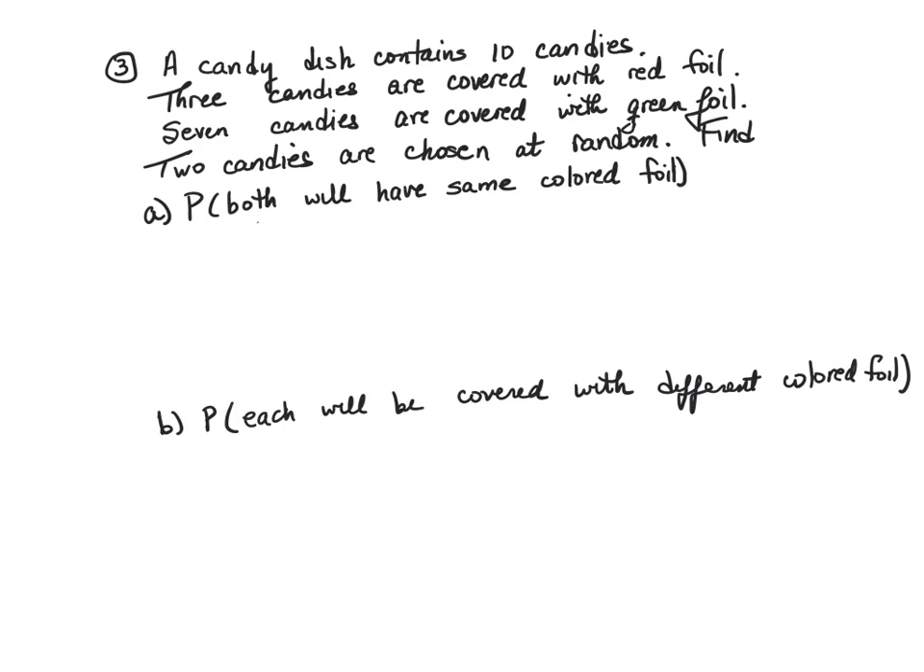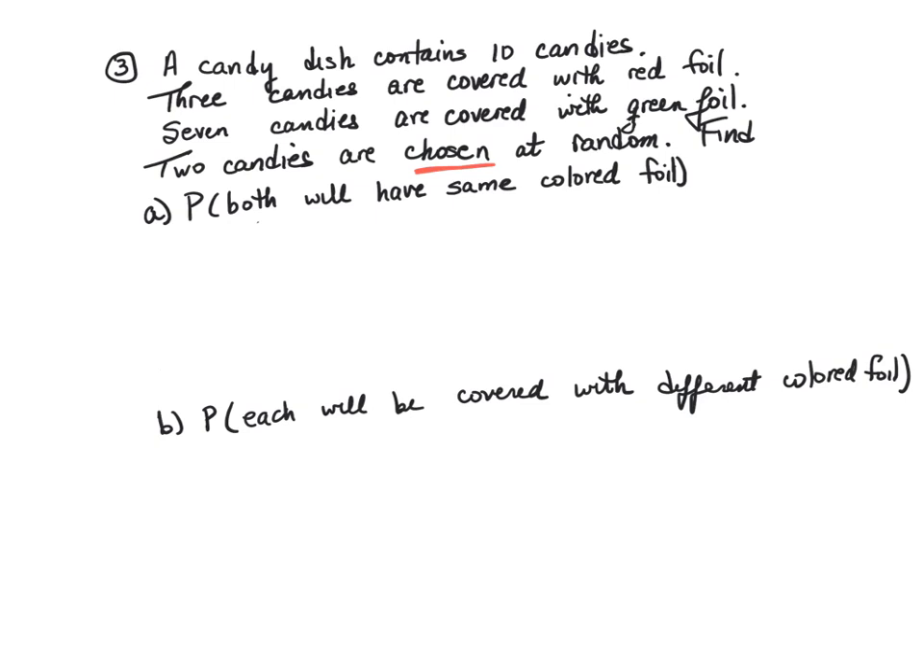A candy dish has 10 candies, and these candies are wrapped in foil. And 3 of these candies are covered with a red foil, and 7 of these candies are covered with a green foil. 2 candies are chosen at random. So look at the words, chosen. That means we're going to select. The order does not matter. Find the probability, A, that both will have the same colored foil, and B, each will be covered with different.